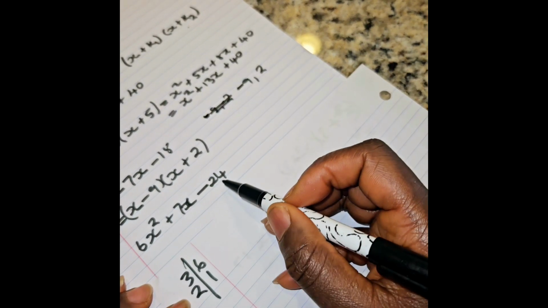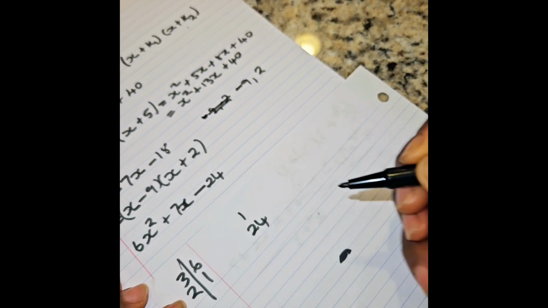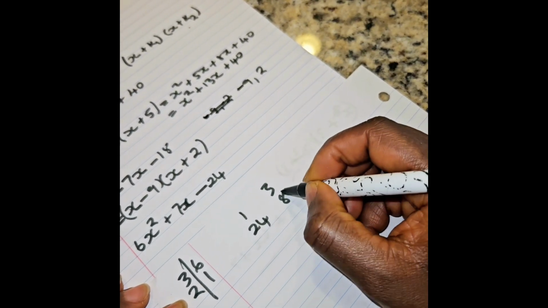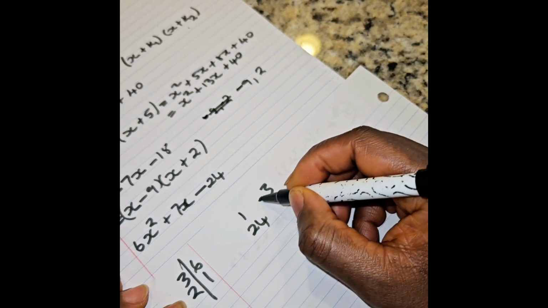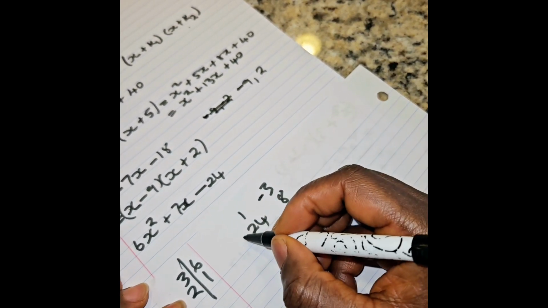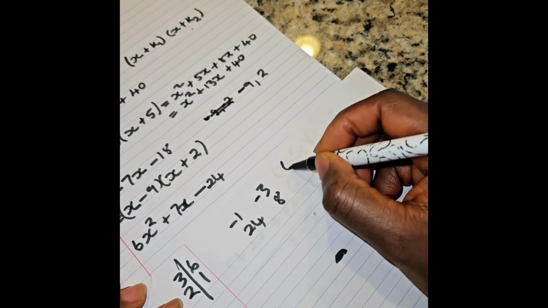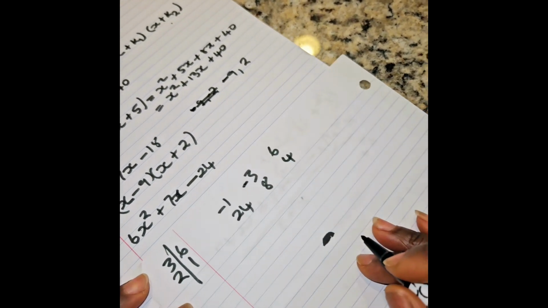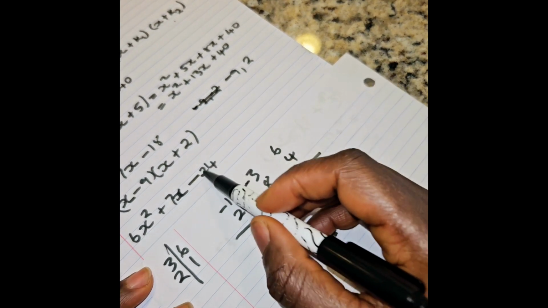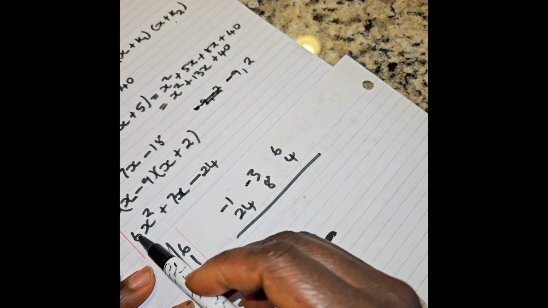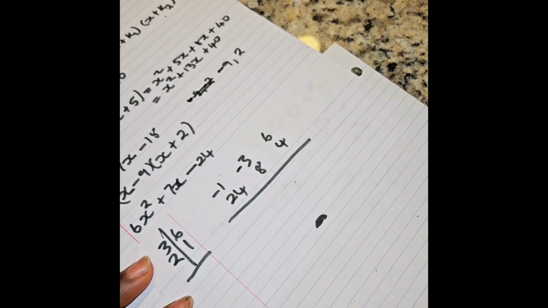Numbers that I could multiply and have 24 could be 1 and 24, 3 and 8. I'm going to put negative, say negative 3 and 8, negative 1 and 24, or maybe 6 and 4. But out of these numbers, these are the numbers that when I multiply, I will have 6. But I want to write these numbers.